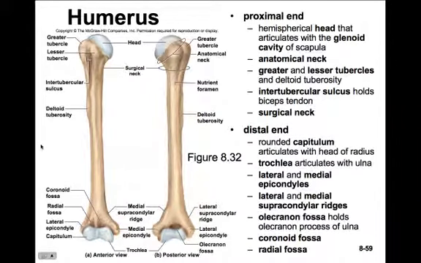Let's look at the brachium, the upper arm. It's composed of the humerus. The proximal end is where we'll see the head. This head is also covered in cartilage, and it articulates with the glenoid cavity in the scapula. The anatomical neck is the neck that's right between the head and the greater and lesser tubercles. However, the surgical neck we'll see is this narrower neck below the tubercles.